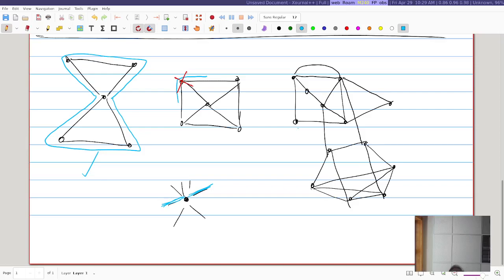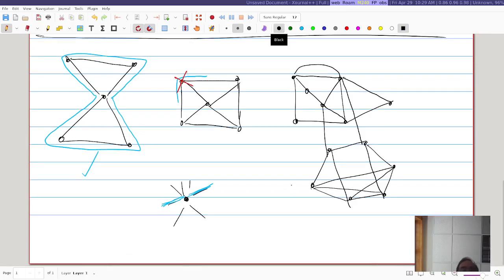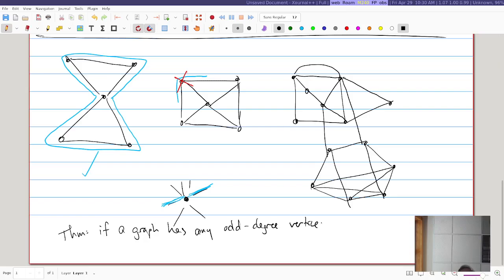Okay, so our conjecture, or I don't even know if I would say it's a conjecture. We've kind of just convinced ourselves that this is true. So we could say theorem, right? If a graph has any odd degree vertices, it does not have an Eulerian circuit.